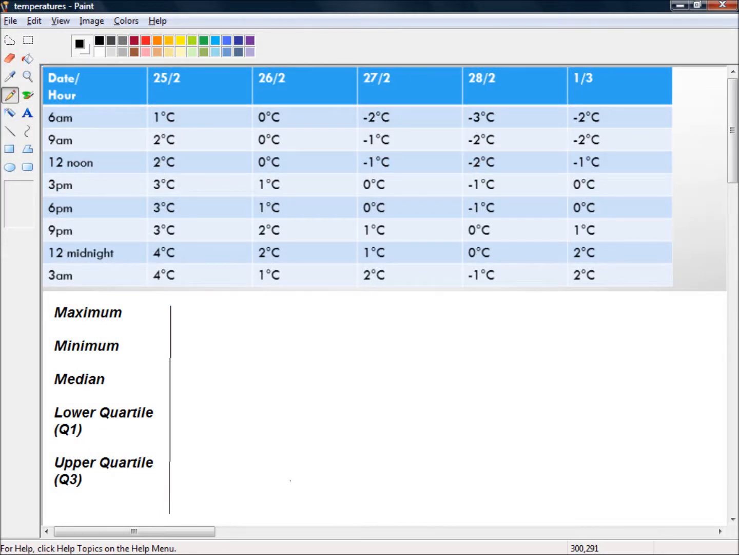Okay, so we have our temperatures for our various dates. What we're going to do to compress that data is get the maximum temperature, the minimum temperature, the median temperature, the lower quartile and the upper quartile.